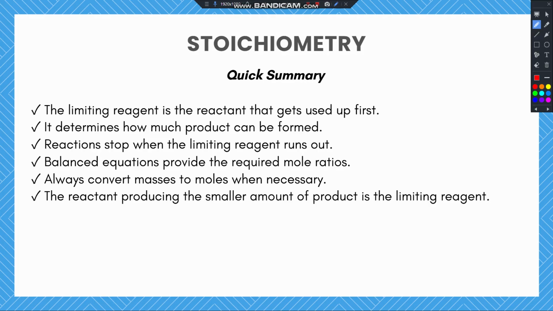So a quick summary of all we've been saying since the commencement of this video is: the limiting reactant is the one that is used up first. It determines how much product can be formed. Reactions stop when the limiting reagent runs out. Balanced equations provide the necessary mole ratios, and make sure you always convert the masses into moles when necessary. And then finally, the reactant producing the smaller amount of product is the limiting reagent.